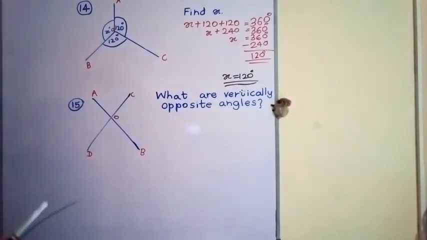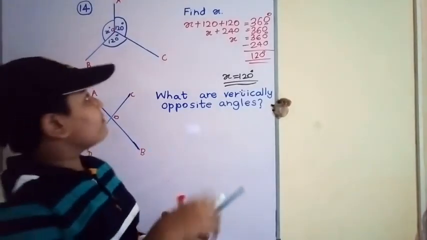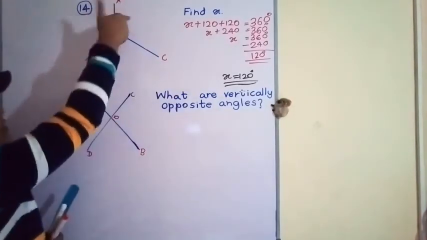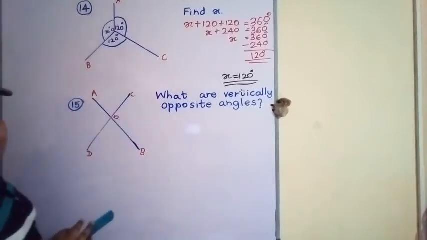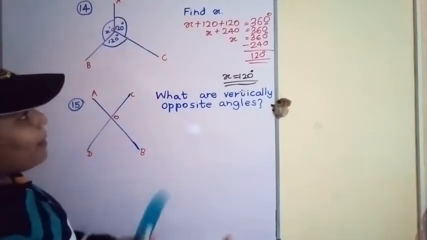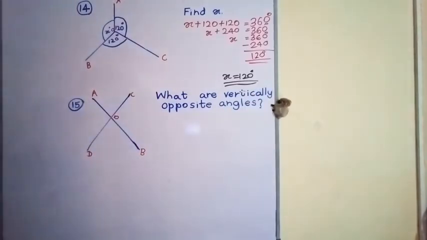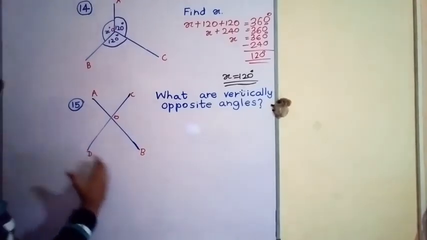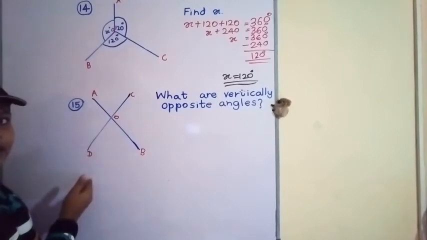Right? X is 120. You look at the circle, 360. Characteristic, and answer that. X is 120. In the 15th one, you have two intersecting lines.